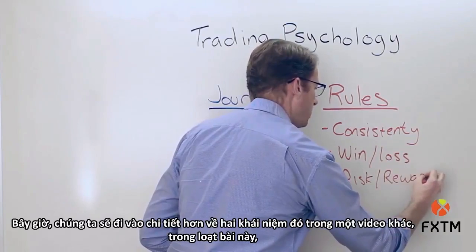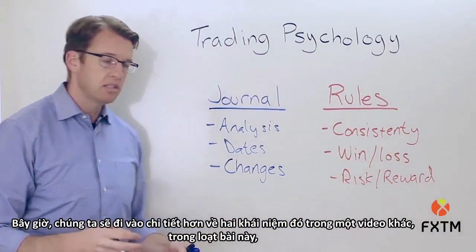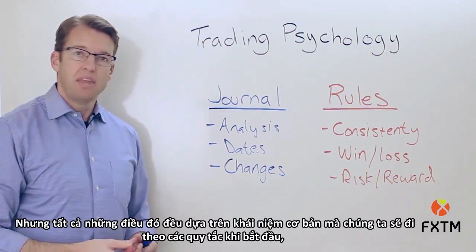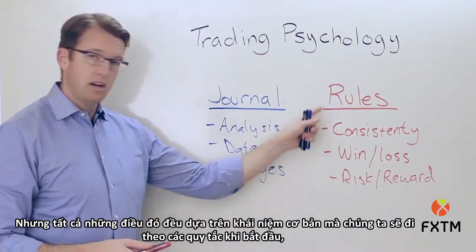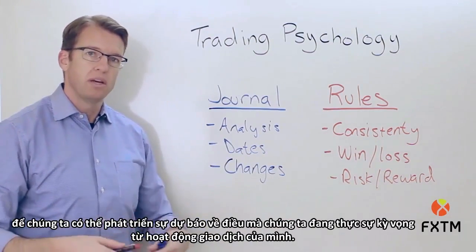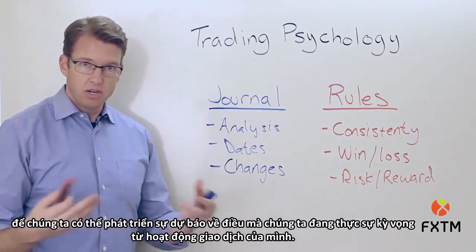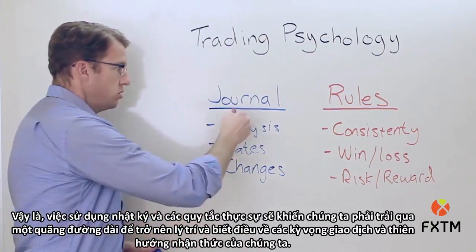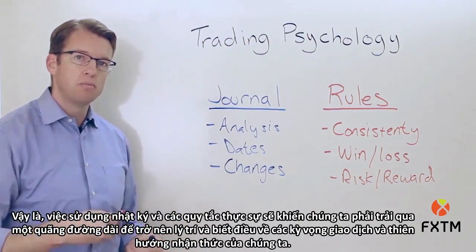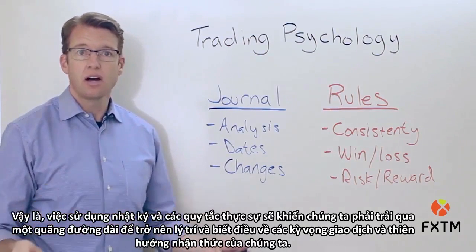Now, we've gone into additional detail on those two concepts in another video in this series as we talked about trading systems and developing expectancy. But that's all based on the underlying concept that we're going to be following rules in the first place so that we can develop a forecast of what we are really going to expect from our trading activity. Using a journal and using our rules is really going to take us a long way to being more rational and reasonable about our trading expectations and our cognitive biases.